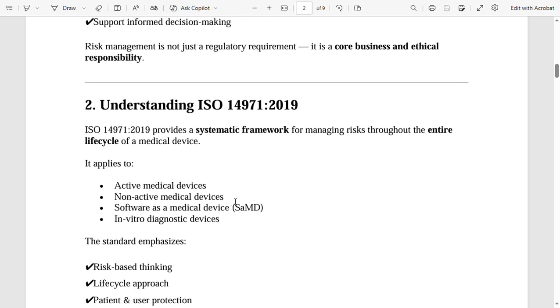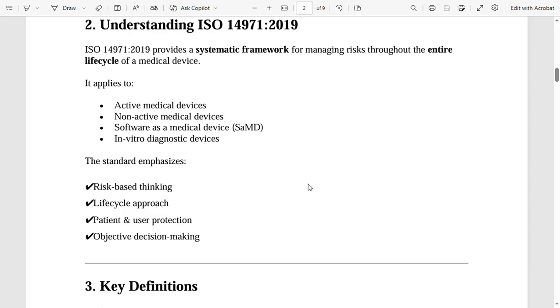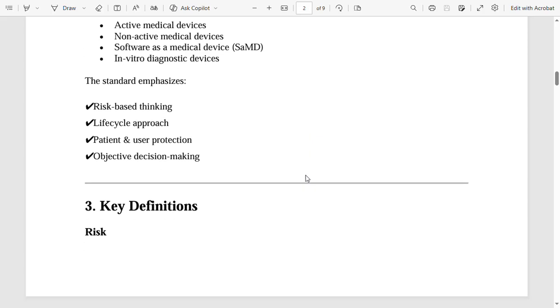Second, understanding ISO 14971:2019. ISO 14971:2019 provides a systematic framework for managing risks throughout the entire life cycle of a medical device. It applies to active medical devices, non-active medical devices, software as a medical device, SaMD, in vitro diagnostic devices. The standard emphasizes risk-based thinking, life cycle approach, patient and user protection, objective decision making.